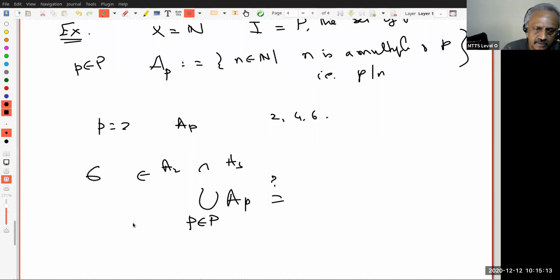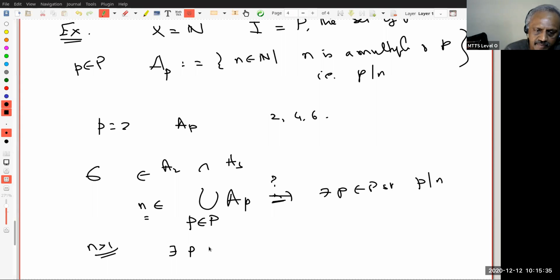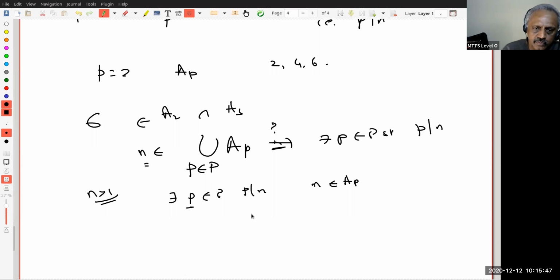So what does it mean? When does a number N belong to this? It belongs to this. That means there is a prime P so that P divides N, or N is a multiple of P, right? But you know that given any natural number, if it is greater than 1, there always exists a prime P so that P divides N. Therefore, that particular N has to be in that AP. There is at least one P. You understand that?